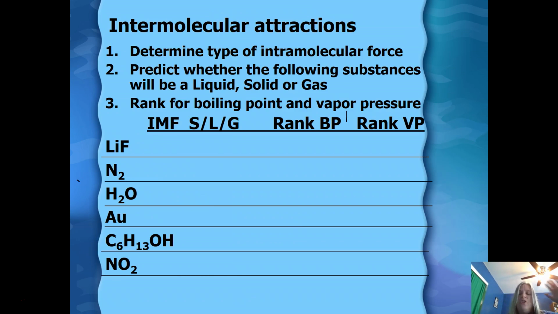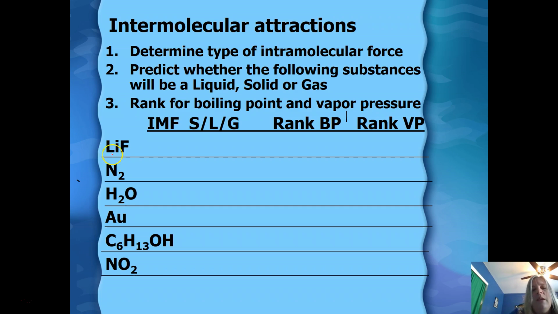All right, let's do this. Let's determine if something's solid, liquid, or gas and rank them for melting, boiling, and vapor pressure. In order to do that, the first thing we have to do is figure out what is the intermolecular force. That's what we're going to do first. We're going to figure out what is the intermolecular force, and then we can fill the rest out. This is the most important skill you can have. What is the intermolecular force? So let's look at the first one.